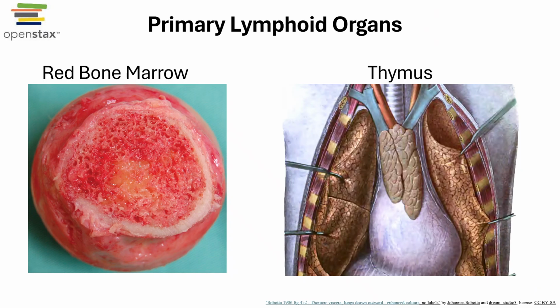Now let's compare primary and secondary lymphoid organs. Primary lymphoid organs are where lymphocytes become immunocompetent. This means they are capable of responding to antigens. An antigen is any substance that can bind to lymphocyte receptors. Red bone marrow and the thymus are the primary lymphoid organs.